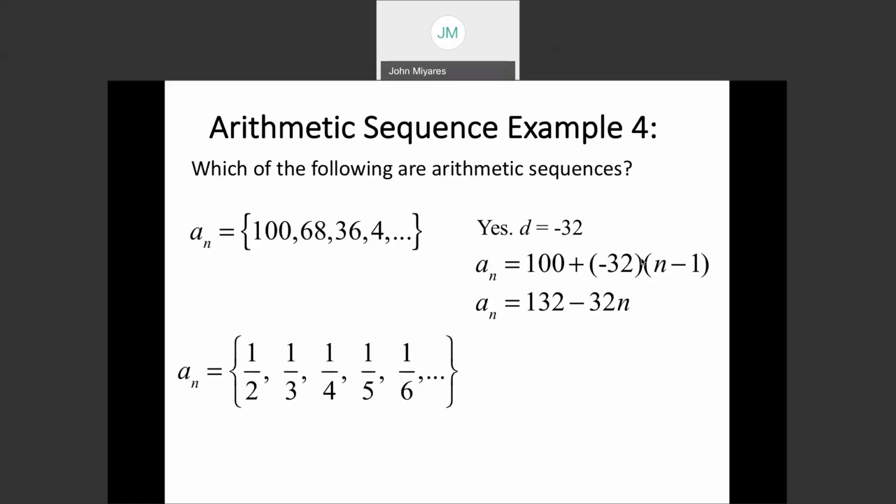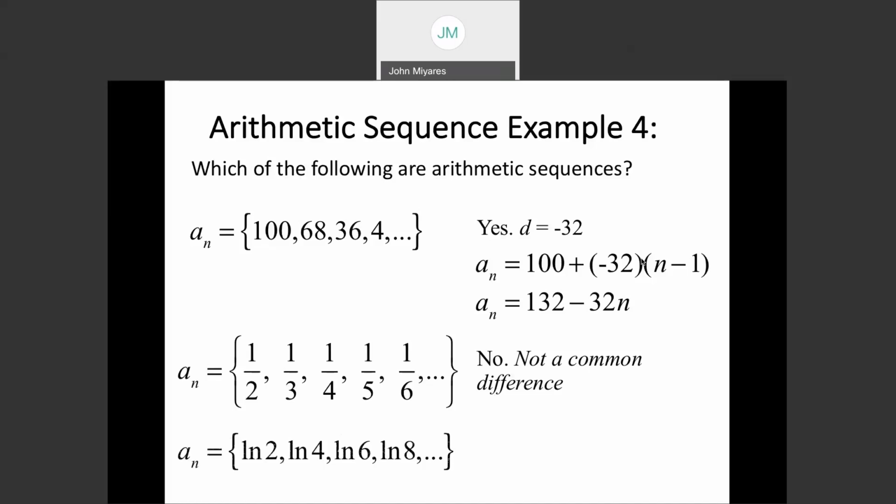Here's another example. This is a sequence of fractions starting at 1/2 and continuing on to 1/3, 1/4, 1/5, 1/6, and so on. Is this an arithmetic sequence? The answer is no, because there is no common difference associated with this problem. There is a common difference in the denominator of the fractions, but when you look at the overall value of the fractions themselves after taking 1 over each value, you see that it's not going to be arithmetic because the difference between each term isn't consistent. How about in this third example?